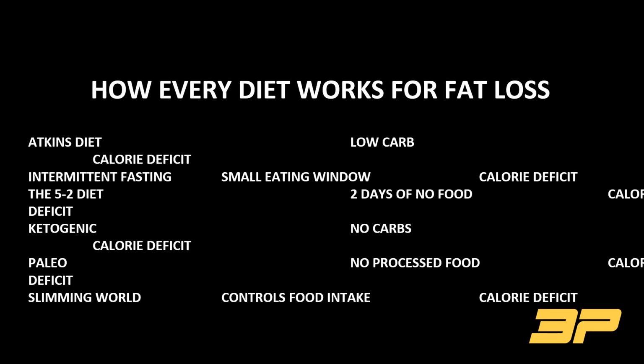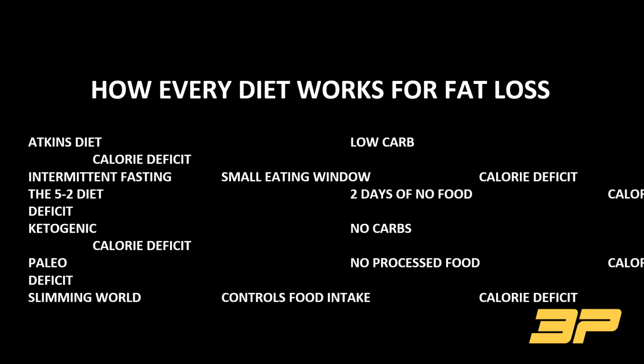So here's some examples. First of all, you got the Atkins diet. This works by restricting the amount of carbs you can eat each day, which causes you to consume less calories. Intermittent fasting. This works by only allowing you to eat during a relatively short window of time, which often results in you eating less food over the course of the day, therefore consuming less calories.